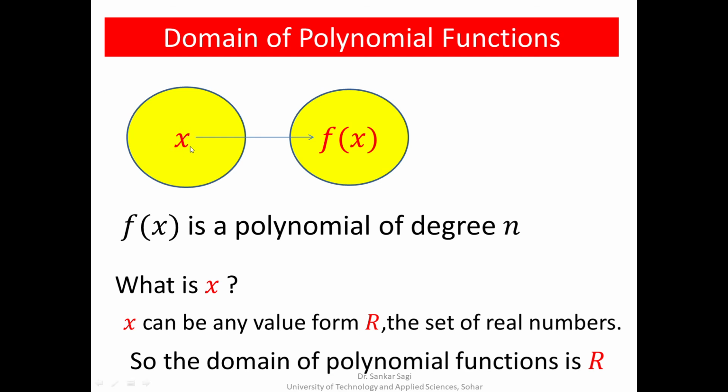So if you take a value of x, you can find the corresponding image of x under this polynomial function. So from this, what you understand is that the domain of the polynomial function is R. R means the set of real numbers. So for x, you can take any real number.